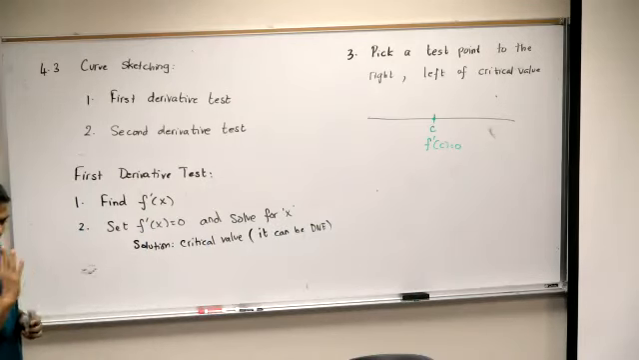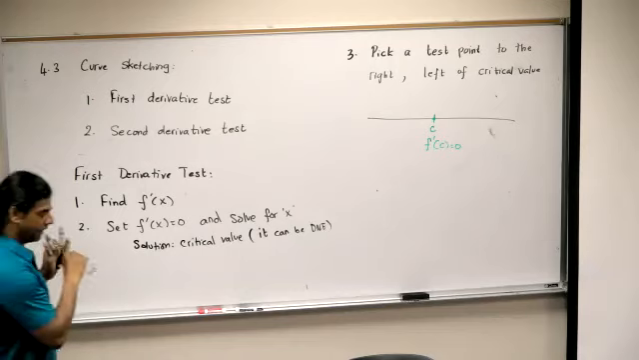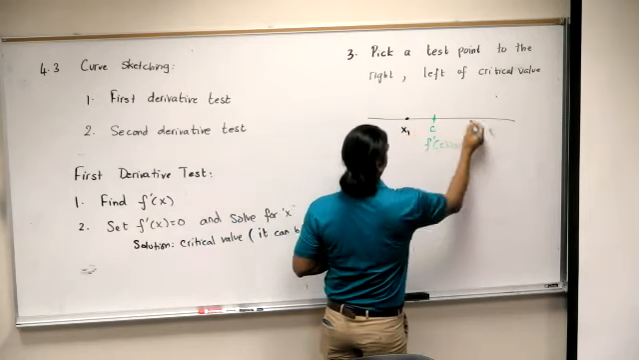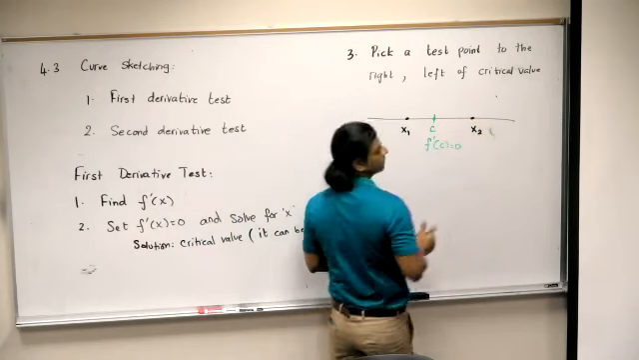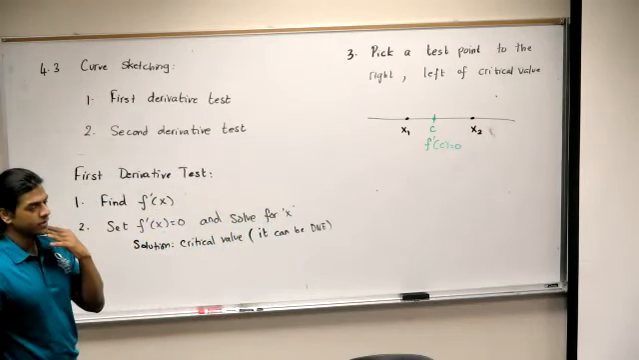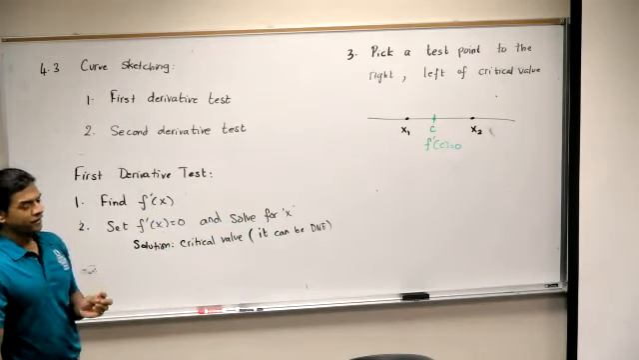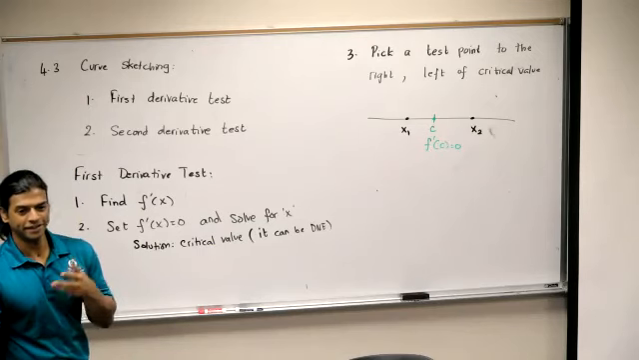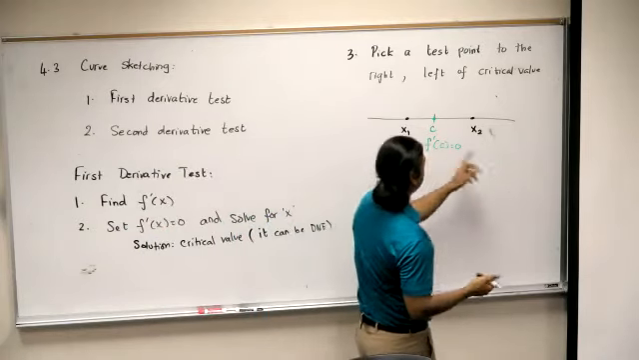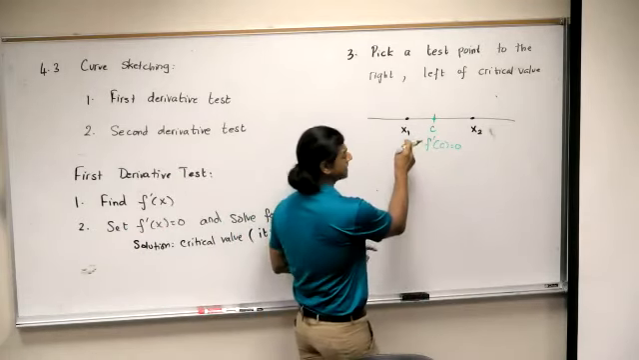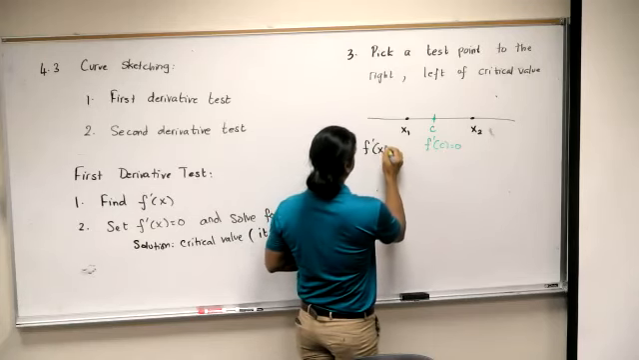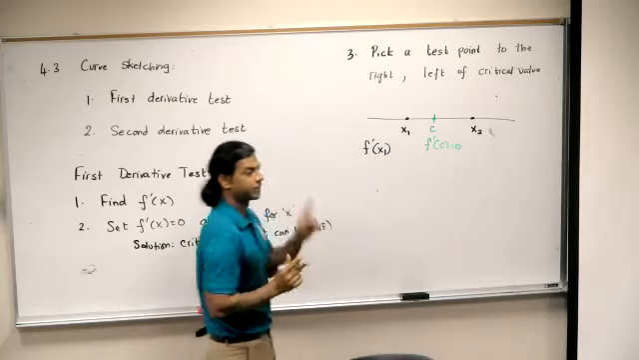So now we pick two test points, one to the left, one to the right. Easy ones. Let's say the critical value is 1. Don't pick 3.719 as a test value. That's ridiculous. So pick an easy test point to the left and to the right. And we have to plug that into the derivative, the first derivative.